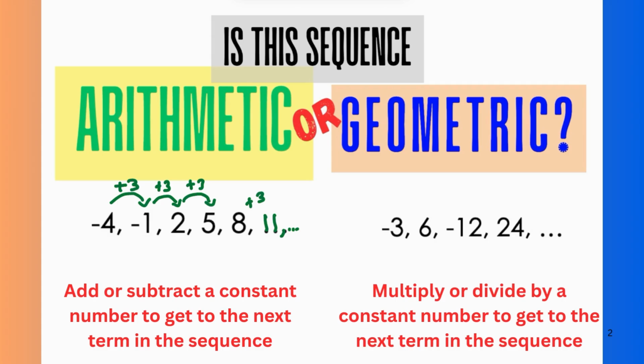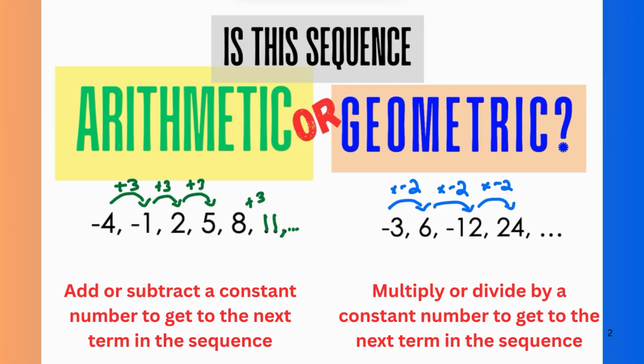Now let's look over at the right at the geometric sequence. Again, in geometric sequences, we're either multiplying or dividing to get to that next term. So to get from -3 to 6, I'm going to do times -2. And I'll notice that that's constant throughout this entire sequence. If I do 6 times -2, it'll give me -12. If I do -12 times -2, it'll give me +24, and so on.